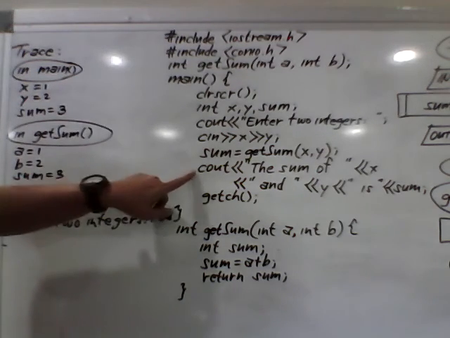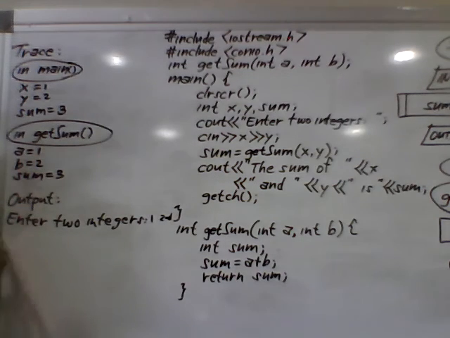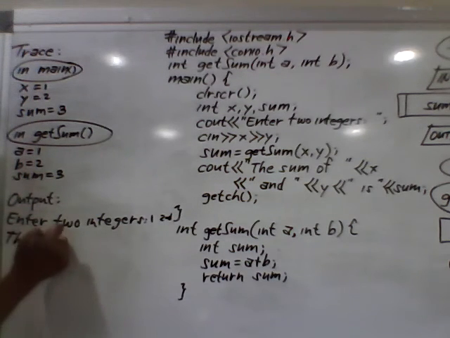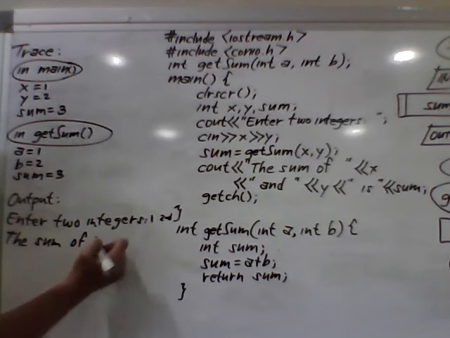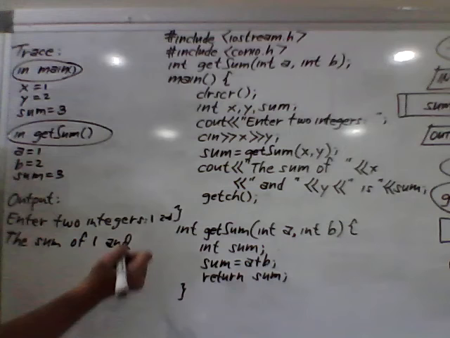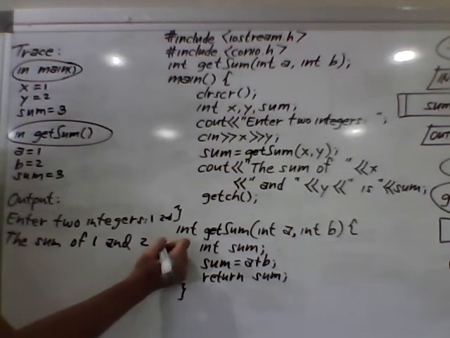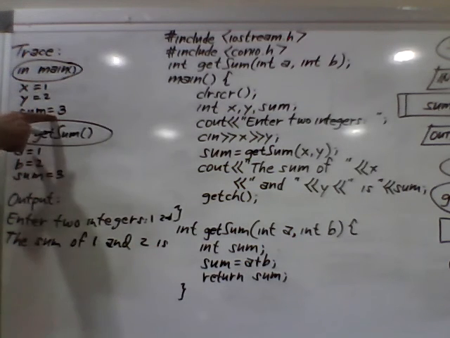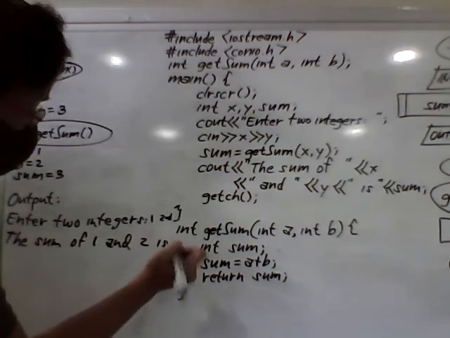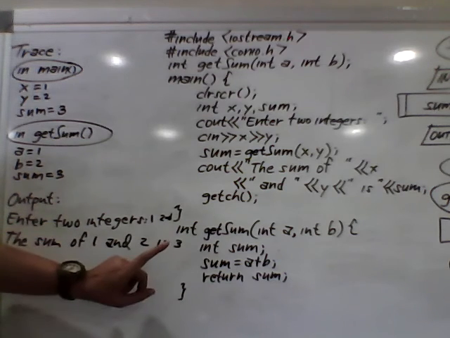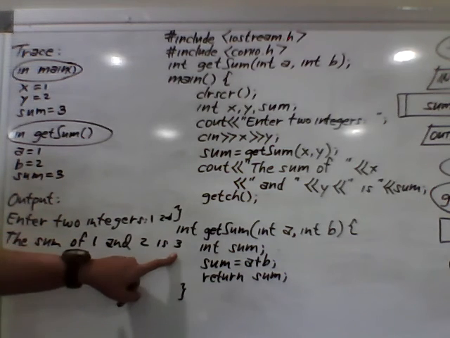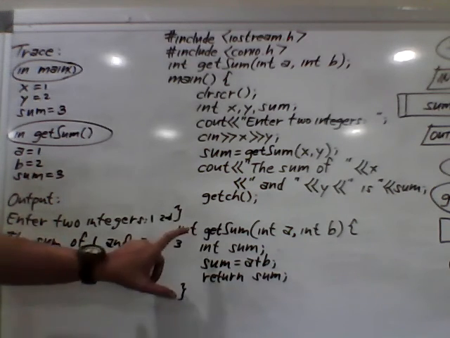After that, next output. So the sum of x, which is 1, and y, which is 2, is the value in main, the value 3 of sum. So this is the final output. Enter two integers, 1, 2, the sum of 1 and 2 is 3. And it's interesting because the computation of this final value is actually coming from another function called getSum.